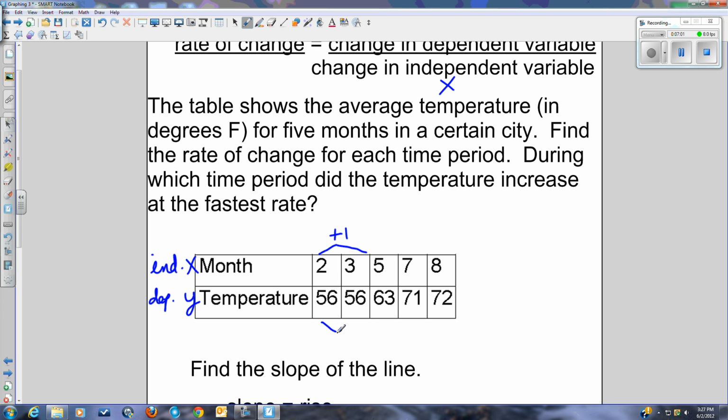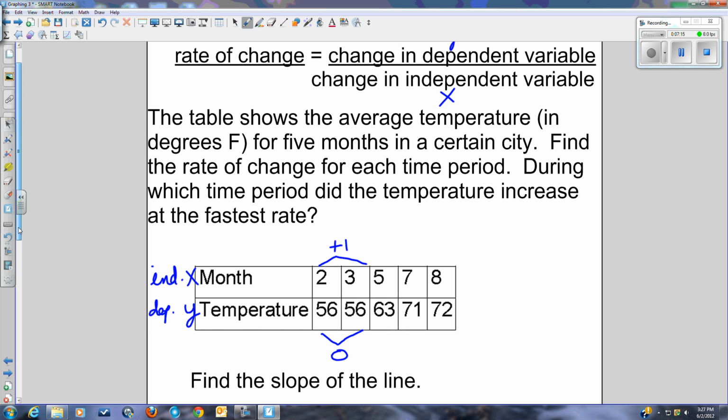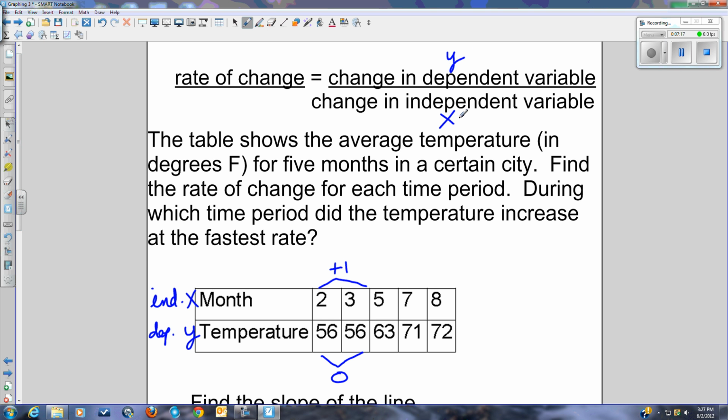And we have, between months 2 and 3, a temperature differential of 0, from 56 to 56. So we say that the rate of change, remember we put the y over the x, so we're going to the change in the y over the change in the x. Change in y, the temperature was 0, over the change in x was 1. Okay, so basically the change was 0 over 1, or just 0.